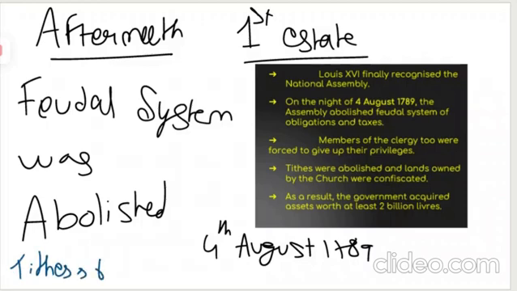So tithes, it was a tax, right? It was an indirect tax in France, which again only the third estate would pay. That was also abolished. And the land which was owned by the church and the nobility was taken and confiscated. As a result, the government acquired assets worth at least 2 billion livres, right? So this was the condition.